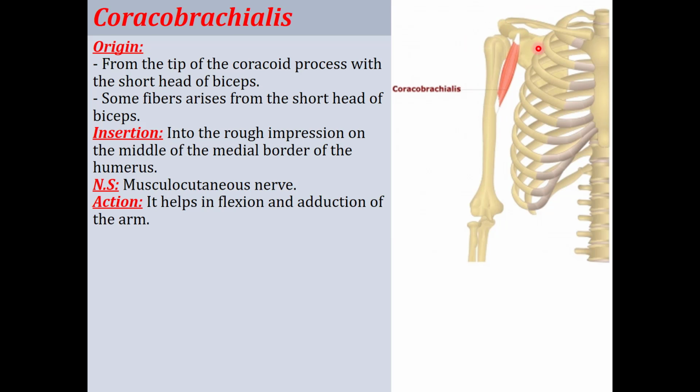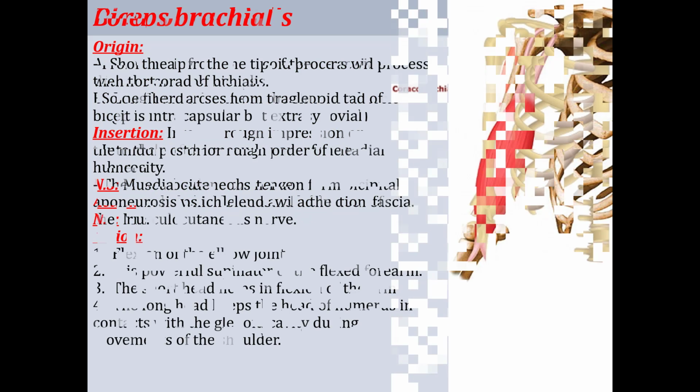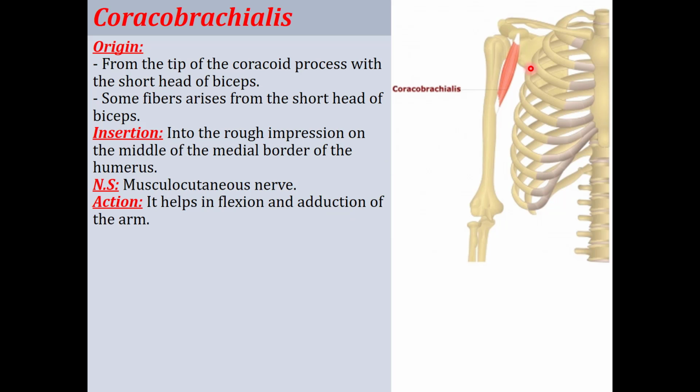See here, coracobrachialis arises from the tip of the coracoid process of the scapula, along with the short head of the biceps, and it is inserted on the middle part of the medial surface of the humerus. It is supplied by the musculocutaneous nerve, and there are two actions of the coracobrachialis: flexion and adduction of the arm. Every muscle inserted over the medial side will adduct the arm, but if it is inserted over the lateral side, then it will abduct the arm.